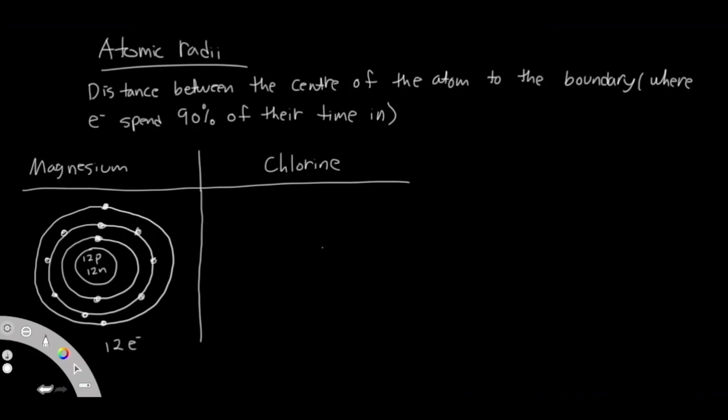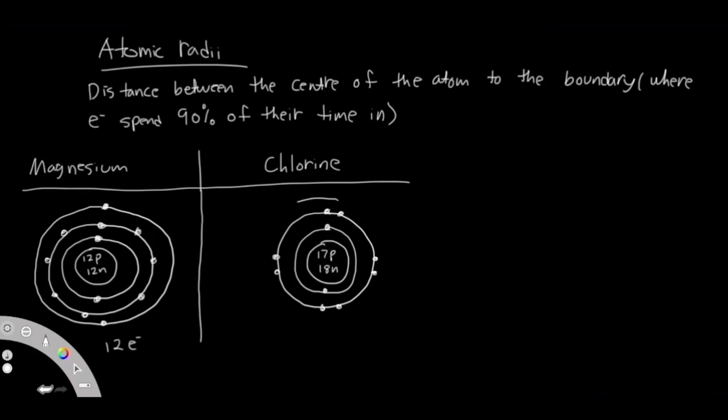Now let's do the same thing for chlorine. Chlorine, 17 protons, 18 neutrons. I need to draw 17 electrons because we have 17 protons. 1, 2, 3, 4, 5, 6, 7, 8, 9, 10, and 7 more. Alright, so we have 17 electrons now.